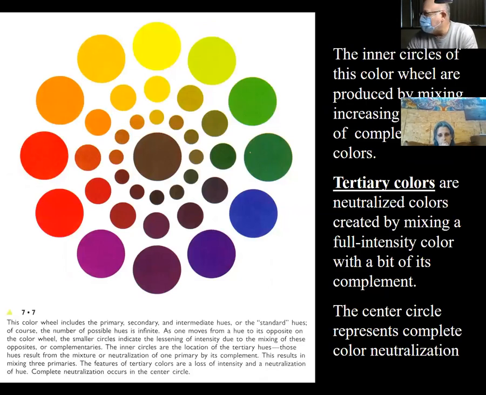So when we put it all together, we have our primary color triad here, yellow, red, and blue. We have our secondary color triad of orange, violet, and where's green? This is green here. Okay, green. And then we've got all of our intermediate colors around them for a total of 12 colors on the color wheel.